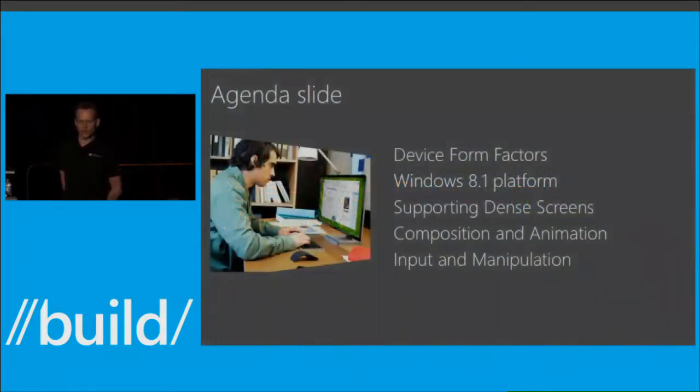So let's take a quick look at the agenda I'm going to talk about. First thing we're going to do is look at some of the device form factor trends, and this will kind of build on what you saw in the keynote just now. We'll then focus in and look at some of the changes in the Windows 8.1 platform and how those will help you address these form factor changes that are occurring. And then we'll spend the remainder of the talk focusing on 3 primary areas. The first one is supporting dense screens, high DPI screens in desktop applications. We'll then talk about composition and animation. And finally, we'll finish up talking about some input-related topics.